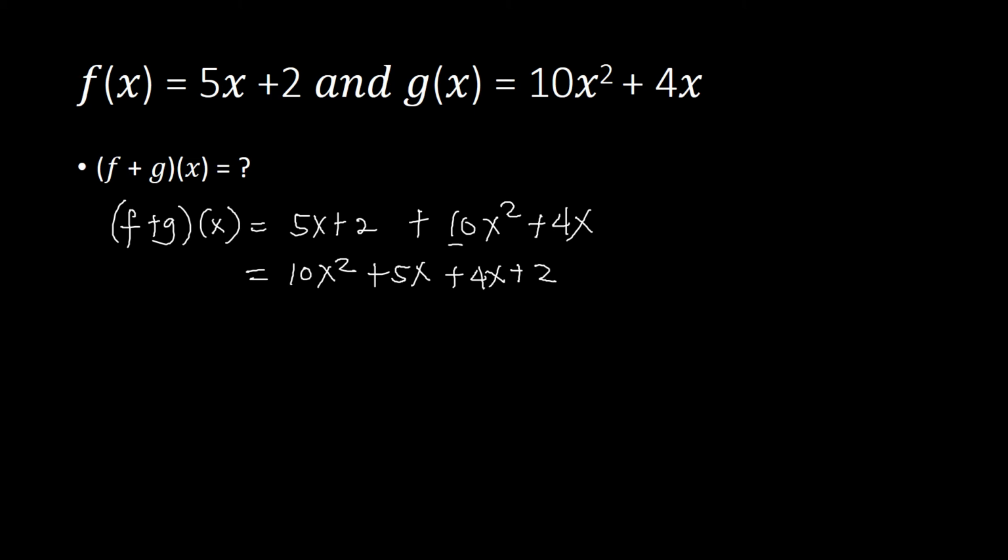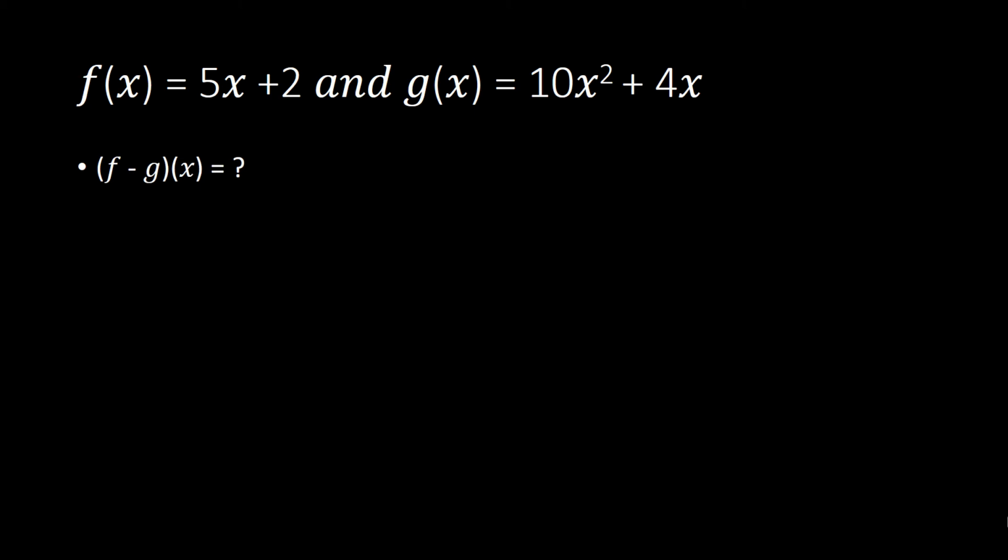Then we combine like terms on 5x and 4x. So again, we've got 10x squared, 5x plus 4x is equal to 9x, and then we copy plus 2. So this is now our f plus g of x. Next we have f minus g of x.